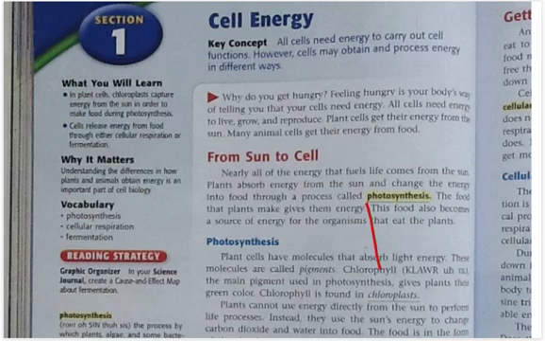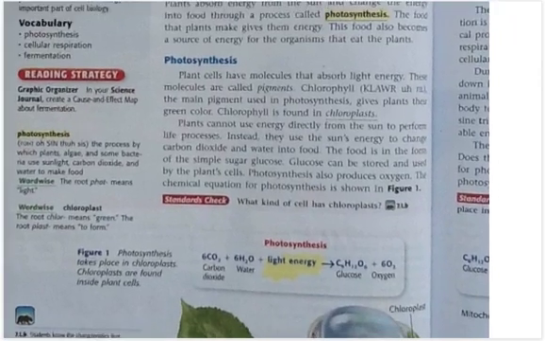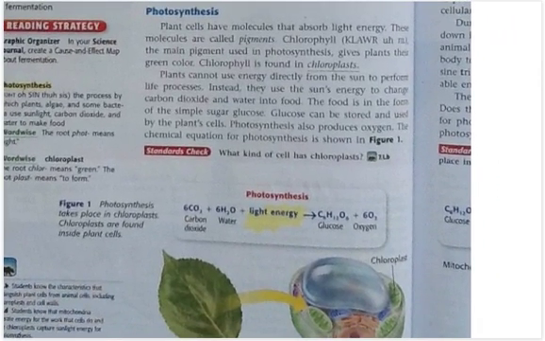Whoops, sorry about that. Clear the ink. All right, now let's look at photosynthesis a little bit. So, I'm going to start reading right here. Photosynthesis. Plant cells have molecules that absorb light energy. These molecules are called pigments. Chlorophyll, the main pigment used in photosynthesis, gives plants their green color.